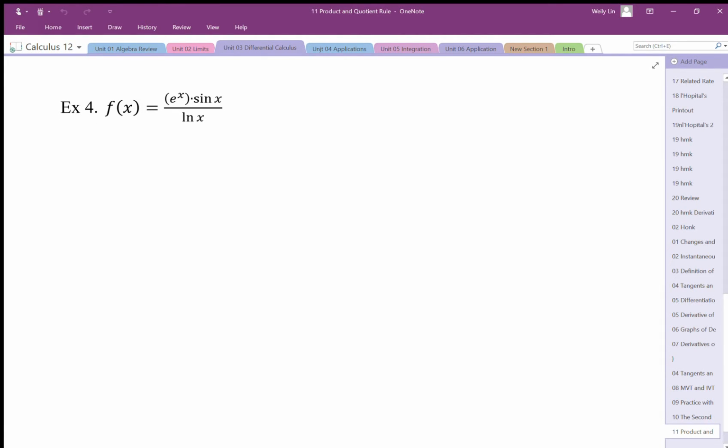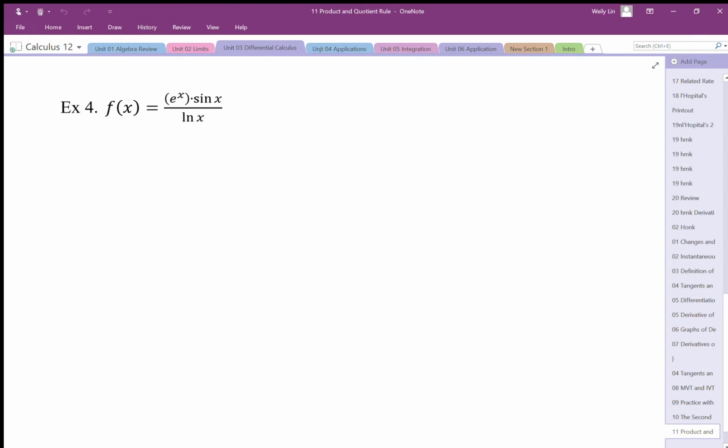So looking at this last question, this is a bit of a problem because we have product rule and quotient rule in here at the same time. So how do we deal with that? What we can do is apply the quotient rule on the product rule, or we can do the product rule and then apply the quotient rule. In fact, it really doesn't matter because multiplication or division doesn't have any priority.